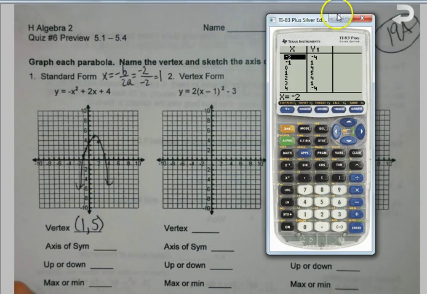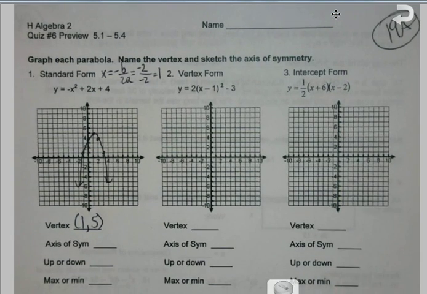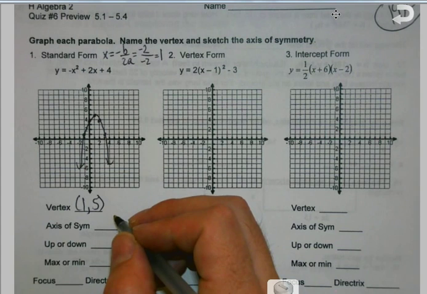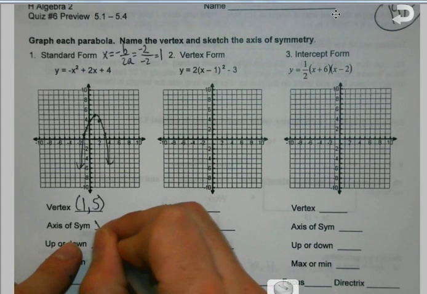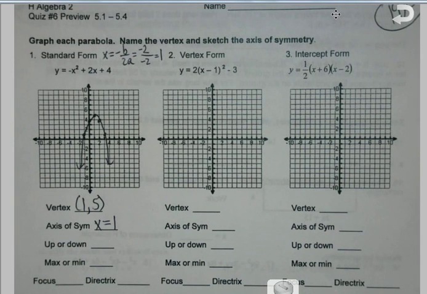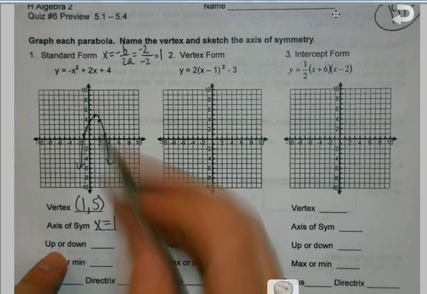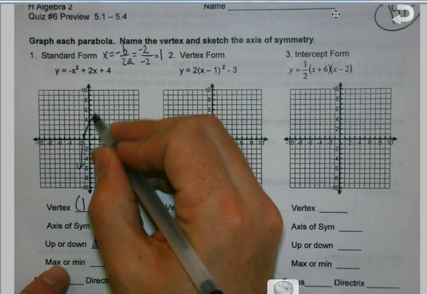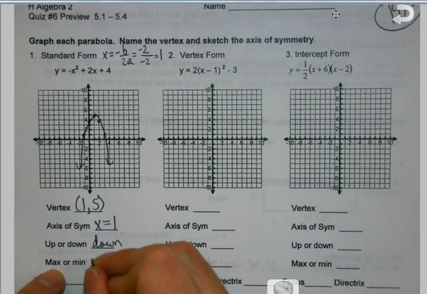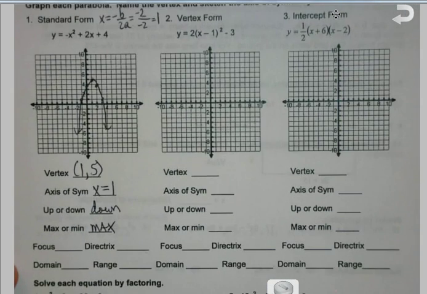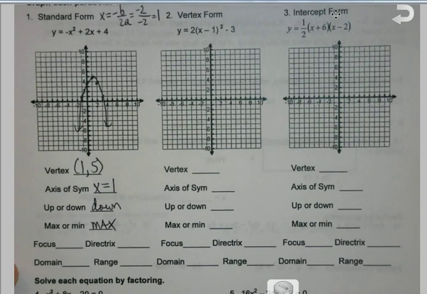Kind of nice. Now again, my axis of symmetry is an equation of a vertical line. You need the x equals, and then it's just the x value of my vertex. If you just write 1, that's a point. So we need to have the x equals in there. I can visually see that this opens down, which means my vertex is going to be the top of my graph, which makes it a maximum. And then I'm going to skip focus and directrix just for a minute. I'll be back to them momentarily.